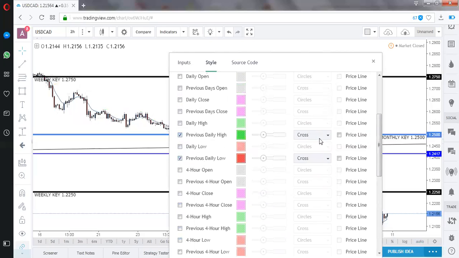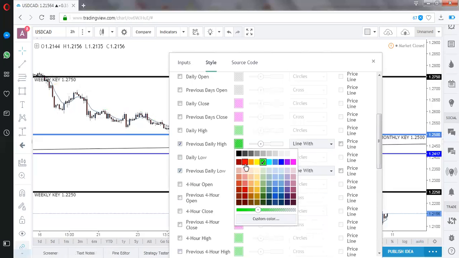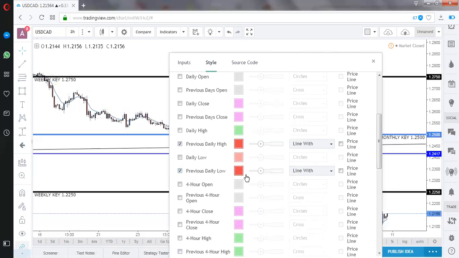Now you go to this cross and change it to lines with breaks, and also for the previous daily low, you change it to lines with breaks. You can choose any color scheme of your choice, but I personally use red and green so that I can distinguish them properly. You can decide to use black, like the other admins Vels and Anderson use black, but I use green and red so that I can distinguish them from one another.